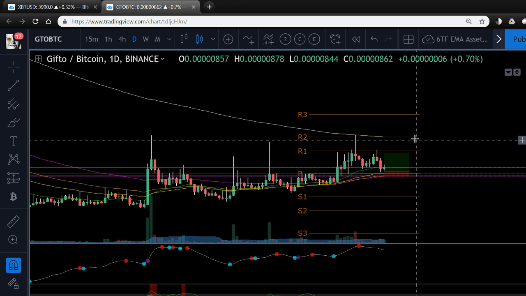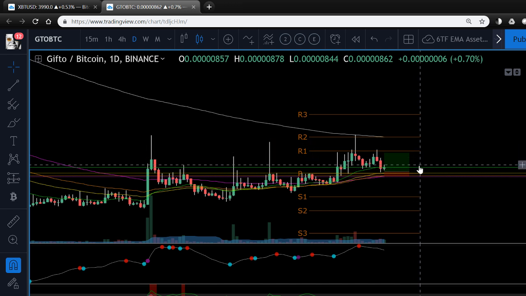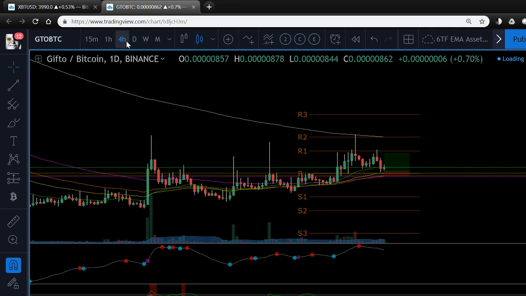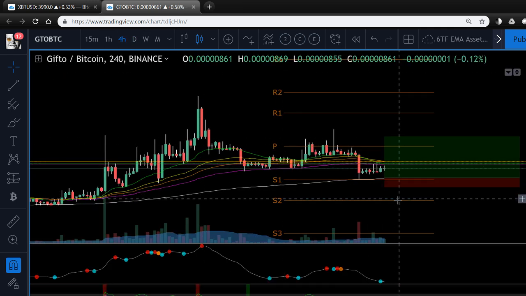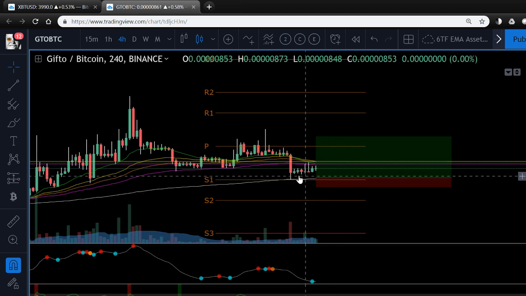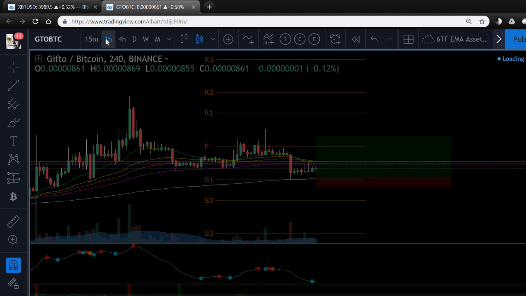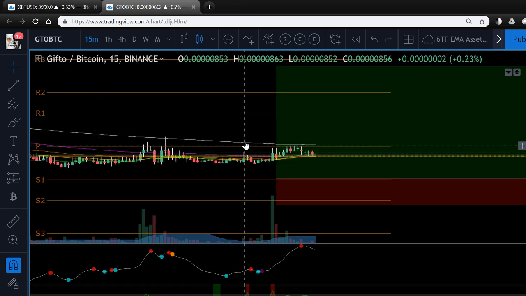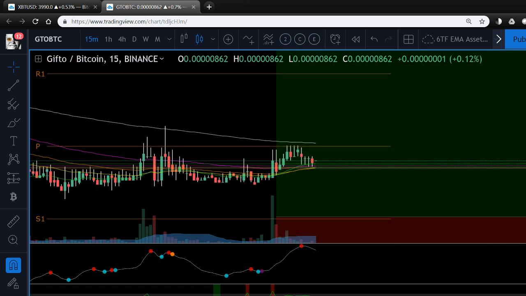And possible to come test this area. So we're just playing this little area right here. So we check on the 4-hour, right? And then on the 1 hour, still fighting with a downtrend right here. And then still on the 15, you see that we are.